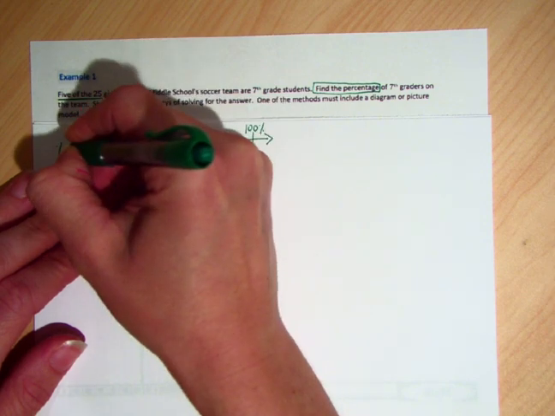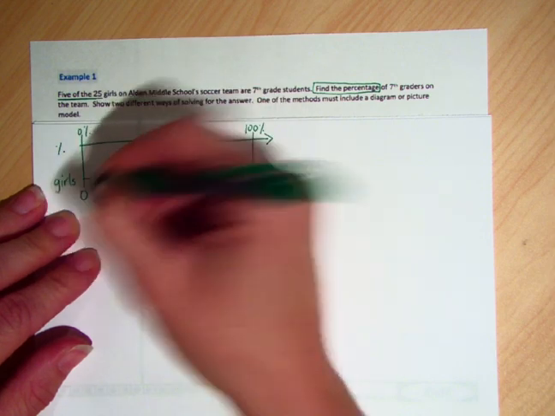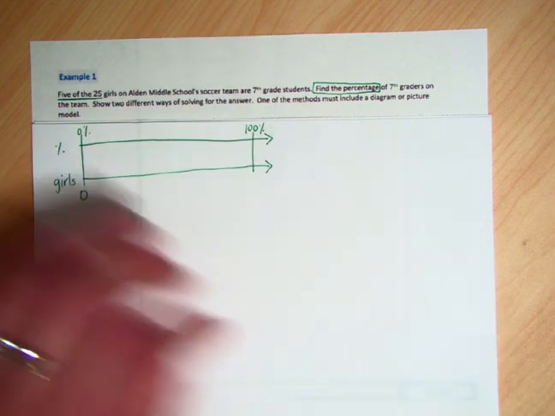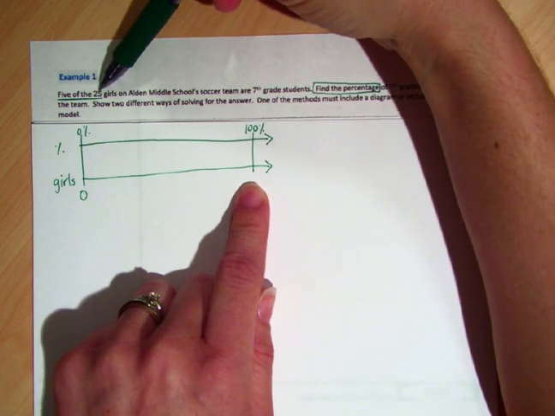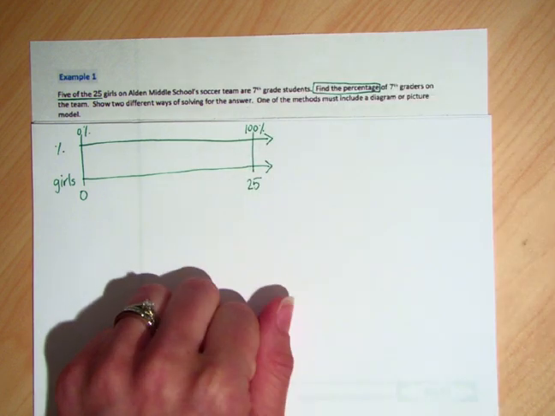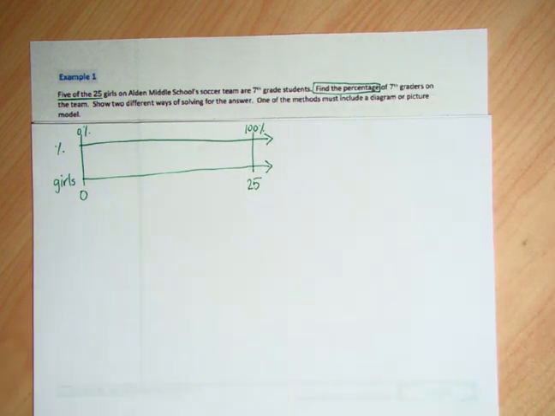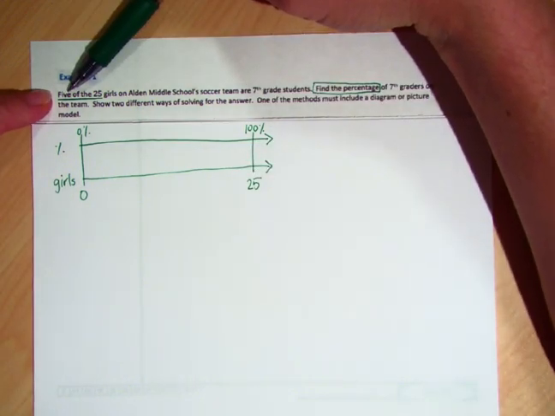I'm going to label them. These are percentages and these are the girls. 0% is 0 girls. 100% is the whole team. And I know that there are 25 girls on the team, so the whole thing is going to be 25. All right, now I know that the number of girls that we're looking for is 5, because 5 out of the 25 are 7th graders.